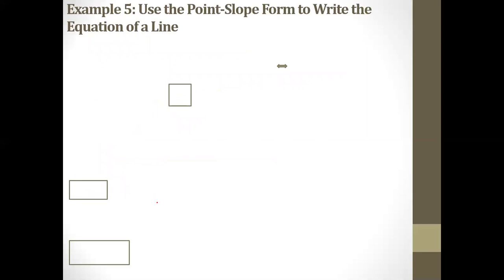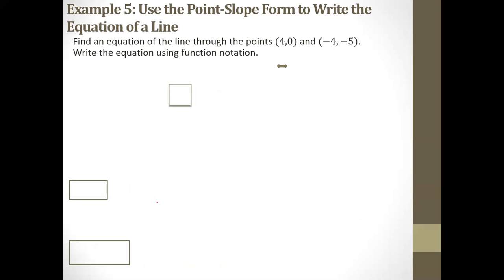All right, now we're going to use the point slope form to write the equation of the line. We're given 2 points, (4, 0) and (-4, -5). In the end, we're asked to write this equation using function notation. So we have a reminder here of how to convert our standard slope-intercept form of an equation to functional notation.